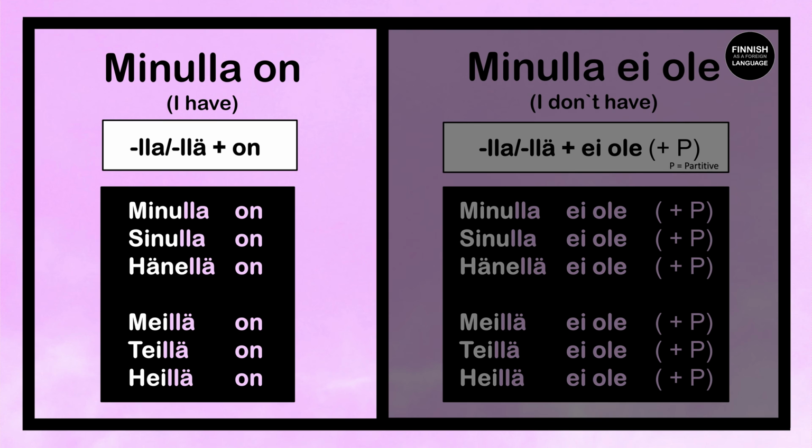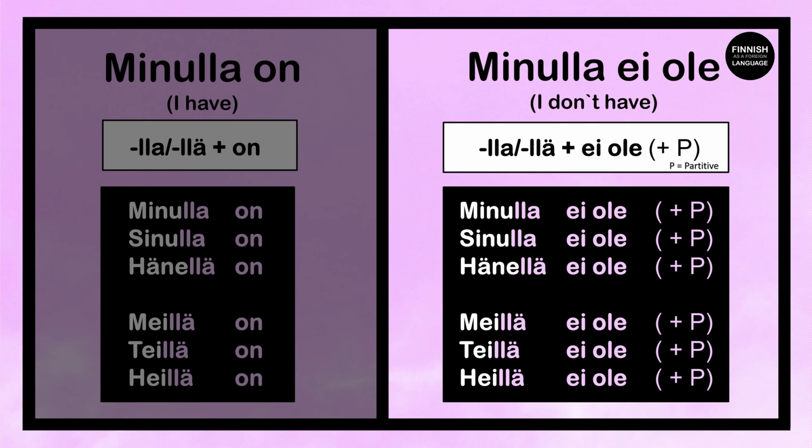I have in Finnish is minulla on. You have is sinulla on. He or she has is hänellä on. We have is meillä on. You have is teillä on. And they have is heillä on.